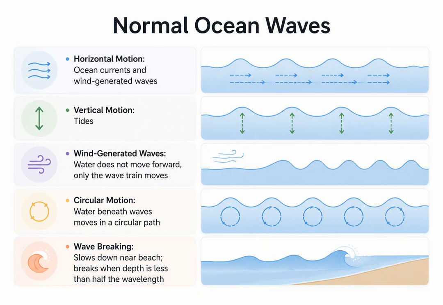In normal ocean dynamics, we see both horizontal motions, like currents and wind-generated waves, and vertical motions, like tides. In wind-generated waves, the actual water doesn't travel across the ocean. Rather, the energy, or the wave train, moves forward. The water particles themselves move in a circular motion, carrying objects up and forward, then down and back. As these normal waves approach the shallow beach, they slow down and eventually break when the water depth becomes less than half of their wavelength.